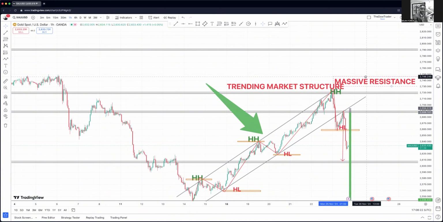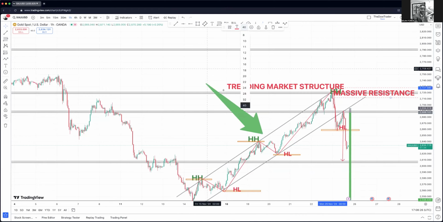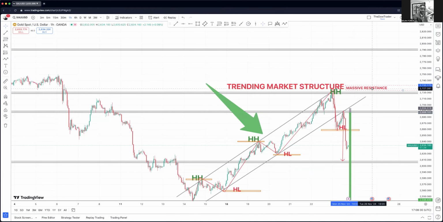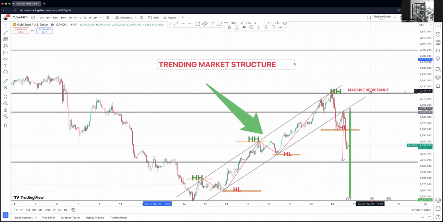There was massive resistance, and the market could not break that key level anymore. The market could not break it at all. So immediately that resistance happened, that is supply. This means that it is now the sellers who are in the market.